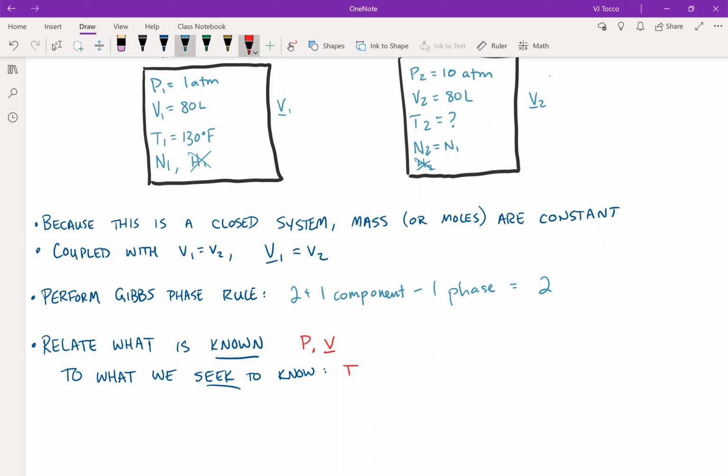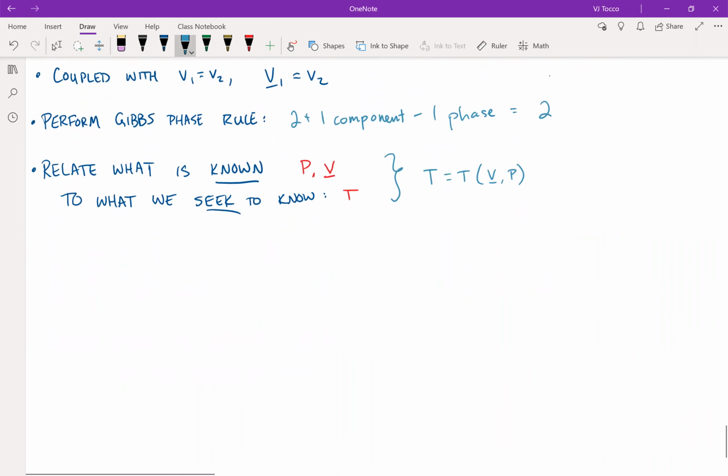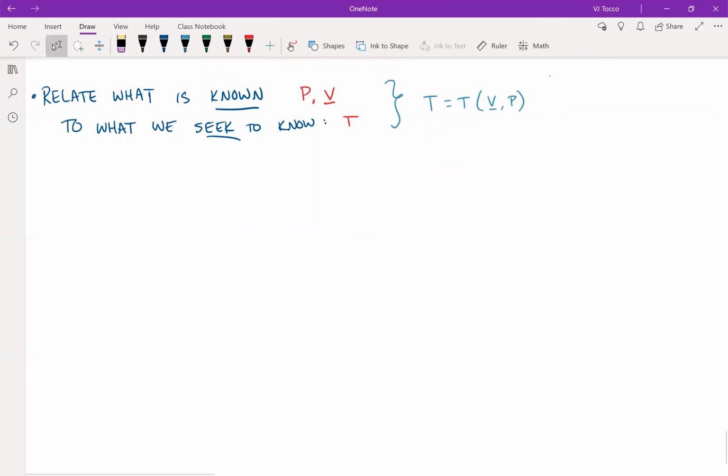So therefore, I can express T as a function of any 2 other variables. And in this case, I want to express T as a function of V under bar and P. All right, so next I'm going to write a mathematical expression that is going to relate the change in T to the change in the other 2 variables.